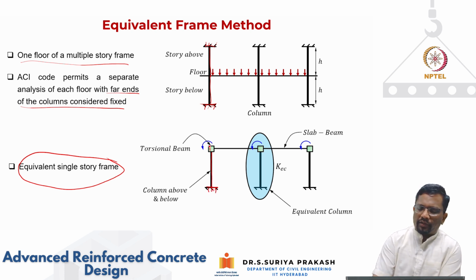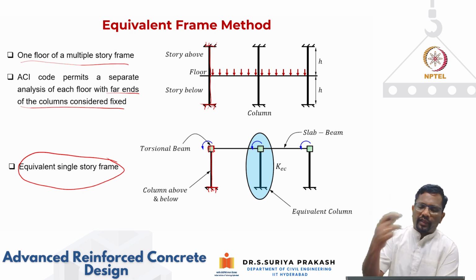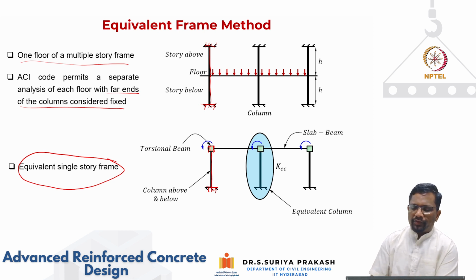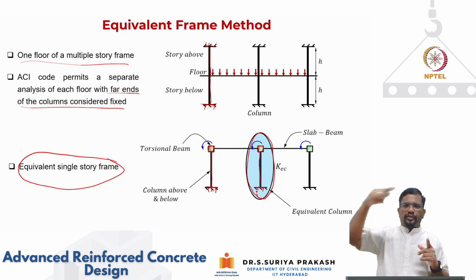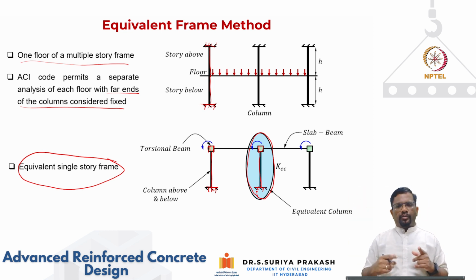And then in addition to that, you can also lump this beam that is running in the transverse direction as a torsional beam. And usually what we do is we combine this transverse beam and the column above and below into one thing that is called an equivalent column for simplicity. Okay, because when you do frame analysis, I need to know the stiffness of the horizontal member, which is a slab beam, and the vertical member.